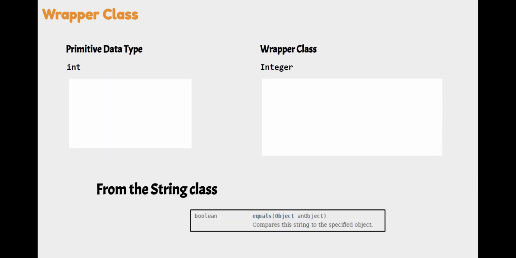So what is the difference between the primitive data type int and the wrapper class Integer?